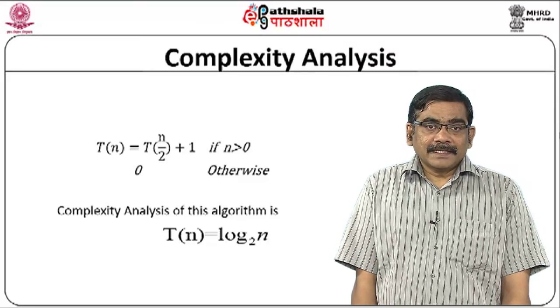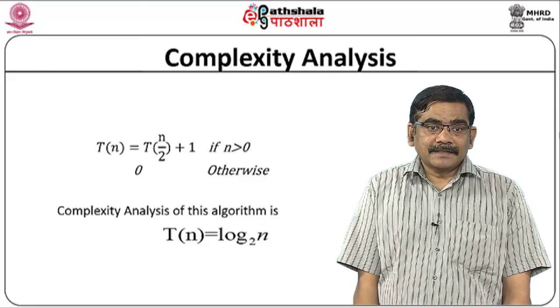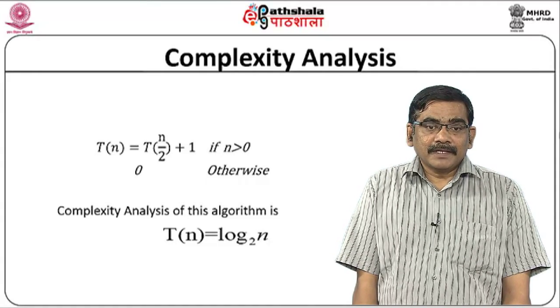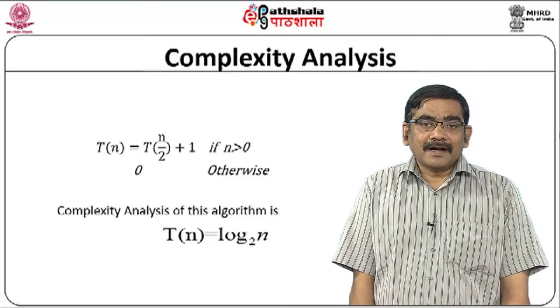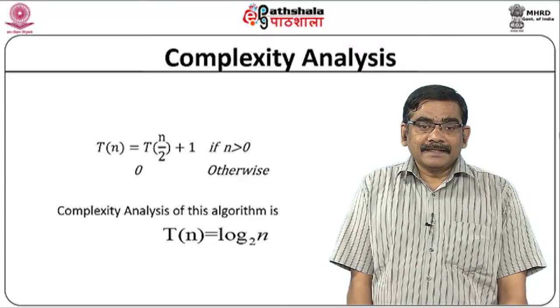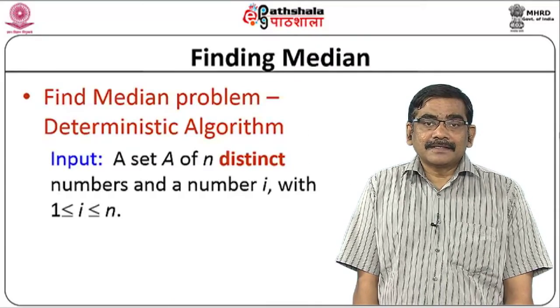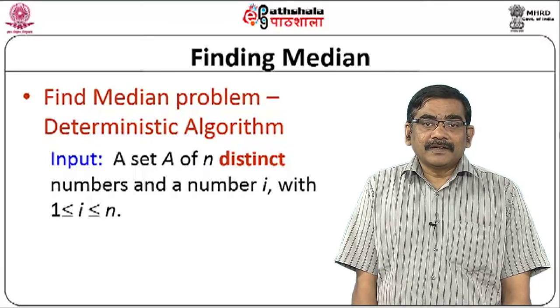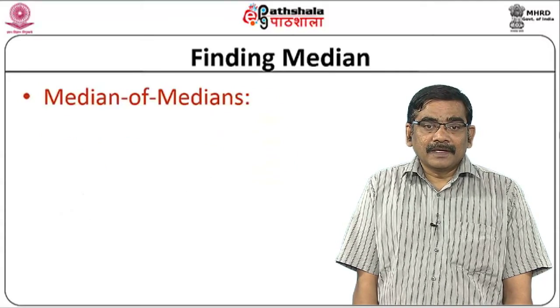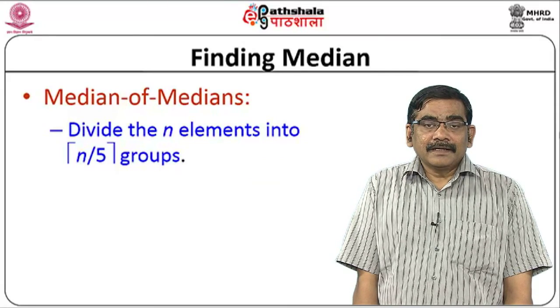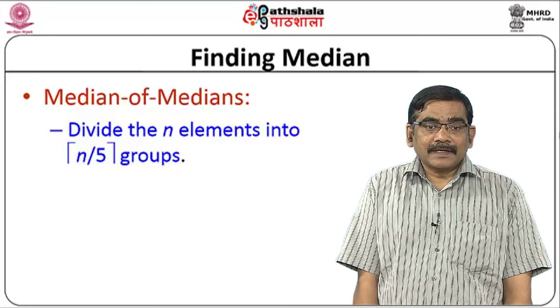What is the complexity analysis? The complexity analysis is going to be T of n is equal to T of n by 2 plus 1. That means at least half is guaranteed. Even so, you can see that the complexity turns out to be logarithm of n. We can extend this idea to the median. So, this is a deterministic algorithm.